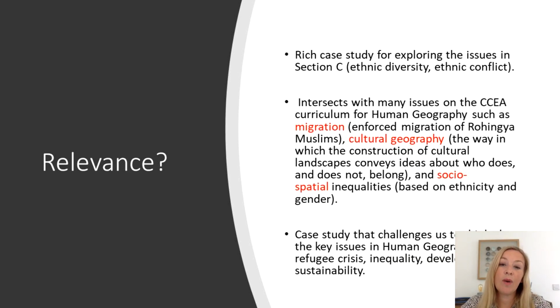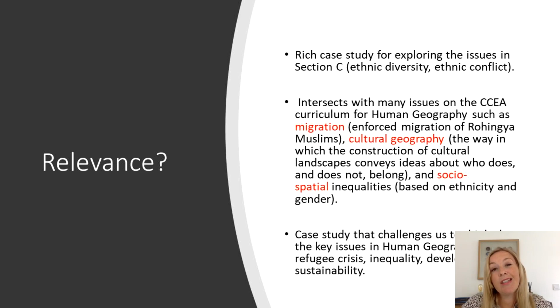The thing about this case study as well is that it intersects with some of the other issues that you're already delivering and that's on the curriculum. So the whole concept and topic of migration, so concentrating on that enforced migration of Rohingya Muslims. It intersects with cultural geography, so specifically how the construction of cultural landscapes conveys these really strong messages about who does belong and who doesn't belong. And also that theme that runs through all of this, such as socio-spatial inequalities. So Myanmar is a really good example of how inequality is very firmly tied to ethnicity and also to gender actually.